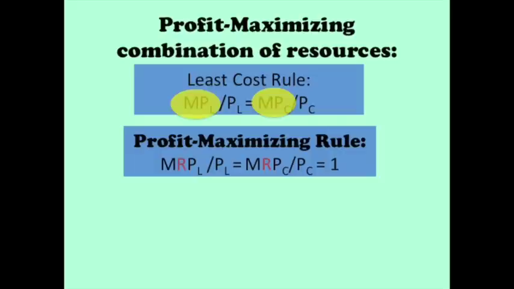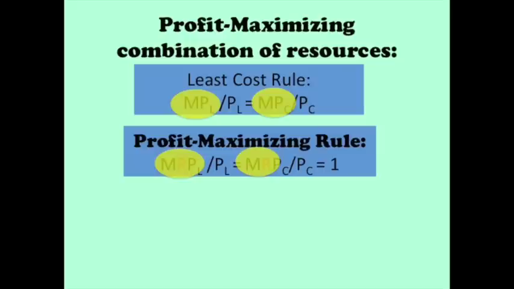Notice how in the least cost rule, you only need to be comparing the marginal output per dollar of labor to the marginal output per dollar of capital. But for the profit maximizing rule, we are comparing the marginal revenue product per dollar cost of labor to the marginal revenue product per dollar cost of capital.